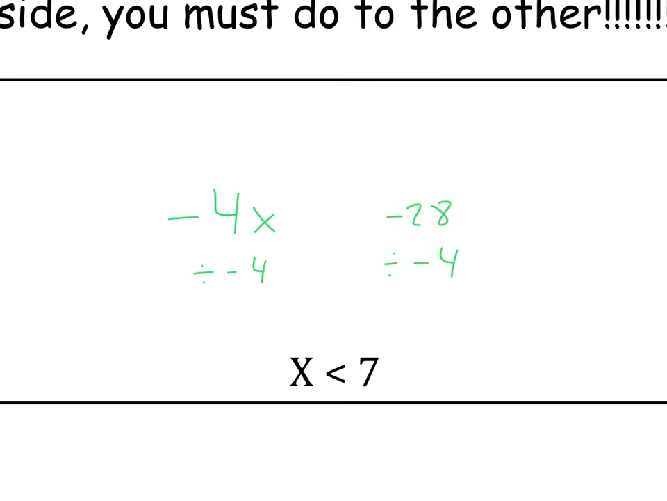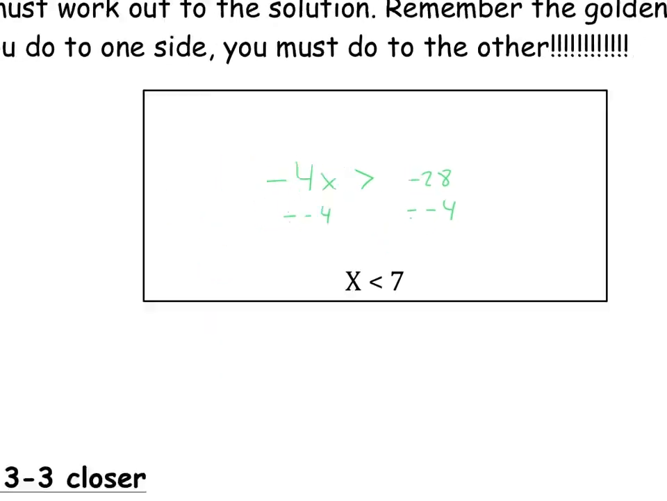Now, I'm going to also pay attention to the inequality, because if I divide by a negative, I would need to flip the inequality. So that means I'm starting with greater than, and then I would flip to negative 7. You could have done something a lot easier than that, but that's just what I was thinking.